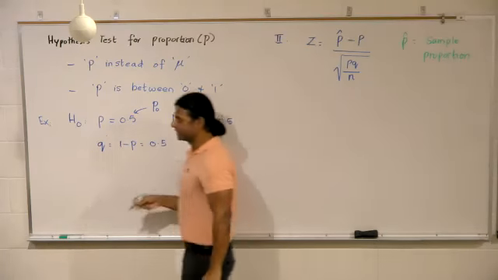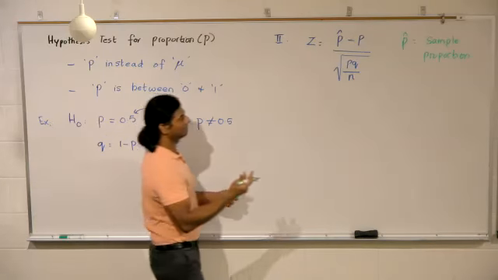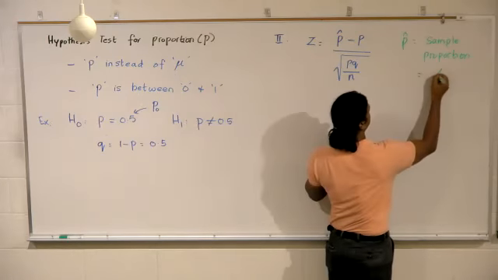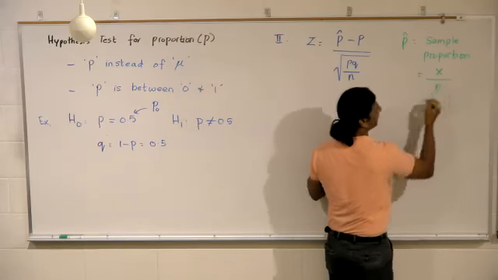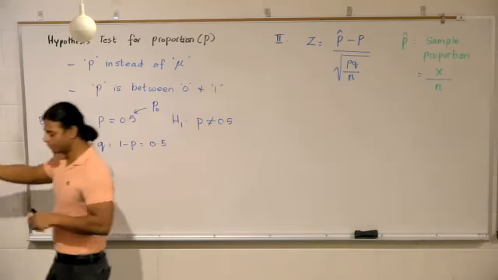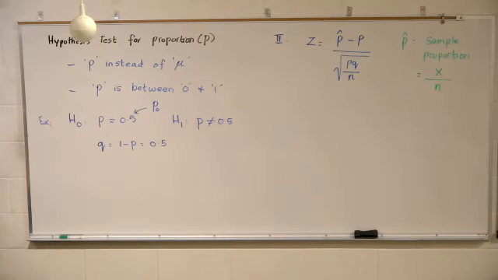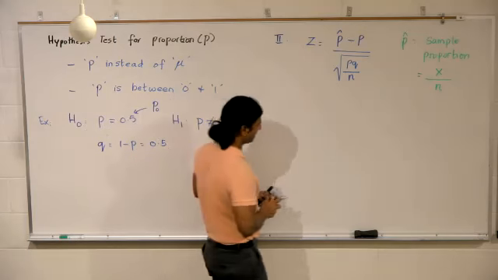And some mentioned the number of successes. This is what she was talking about: x divided by n, where x would be the number of successes. What is n? The number of trials, the sample size, the total number of observations that we have.